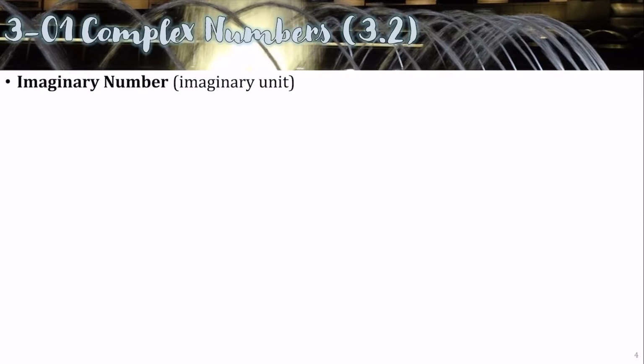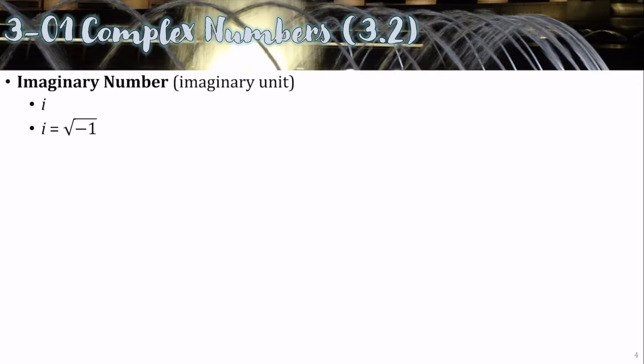Imaginary numbers are complex numbers. The imaginary number is i, called the imaginary unit, which is the square root of -1. Before, you've learned that you can't take square roots of -1, but you can. You just have to introduce i to do it.